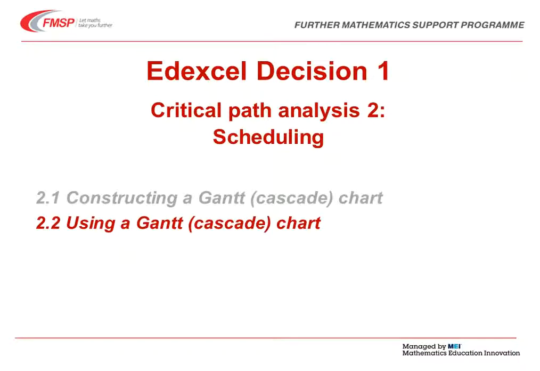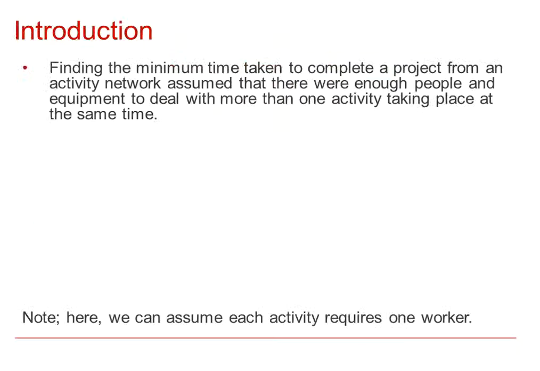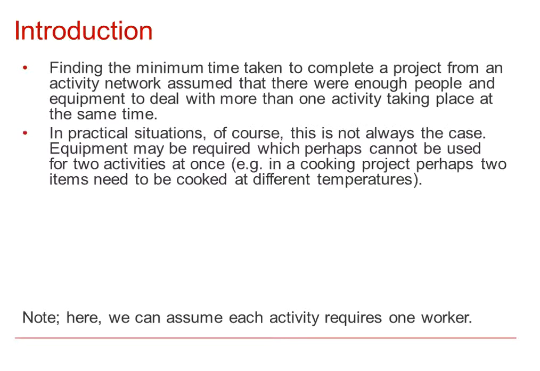EDX Decision 1, Critical Path Analysis 2, Scheduling, using Gantt or cascade charts. Finding the minimum time taken to complete a project from an activity network assumed that there were enough people and equipment to deal with more than one activity taking place at the same time.